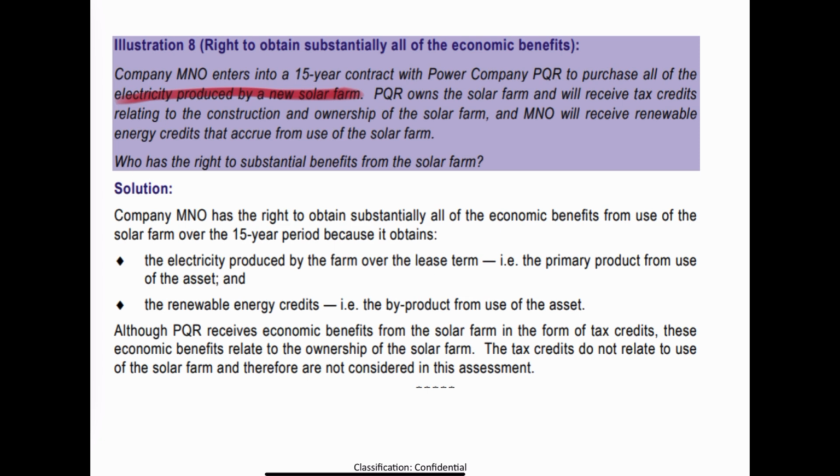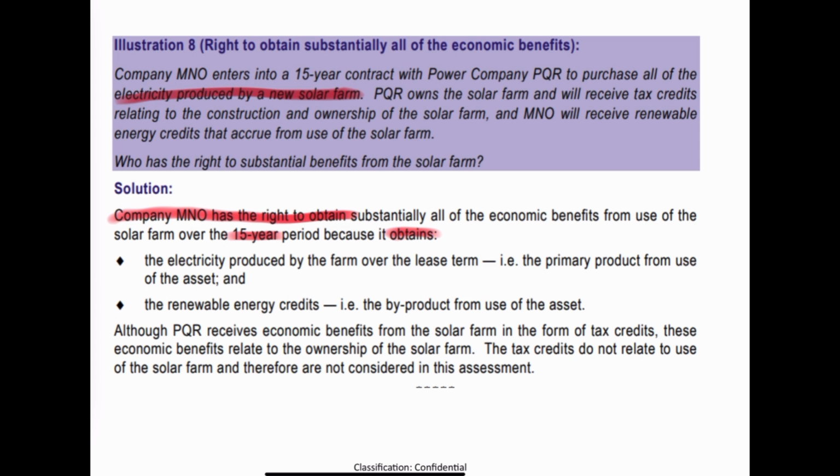Okay, so who has the right to substantial benefit from the solar farm? Here company M&O has the right to obtain substantially all of the economic benefit from the use of the solar farm over the 15 years. It's because the electricity produced by the farm over the lease term is the primary product from the use of the asset, and that's being held by M&O. Second are the renewable energy credits, the byproduct of the use of the asset. M&O also has the right to use those credits.